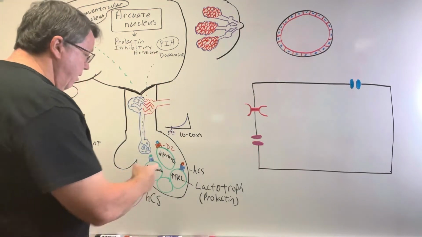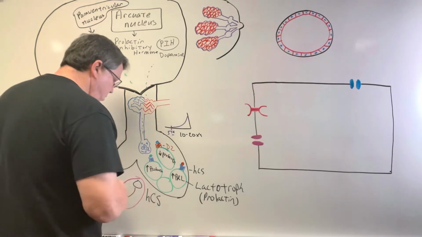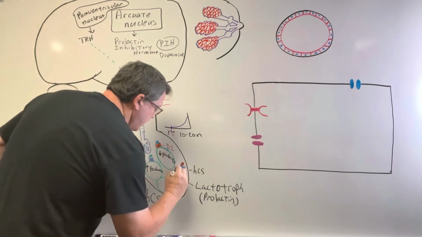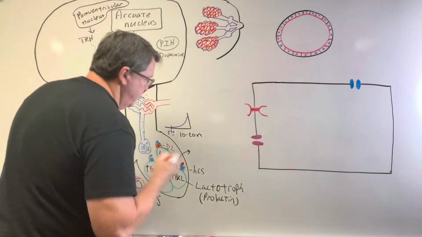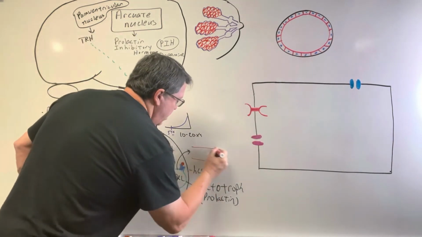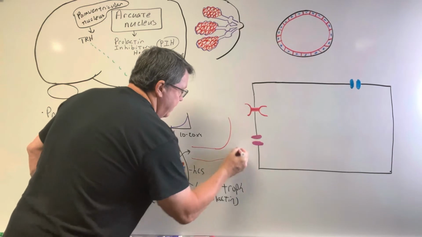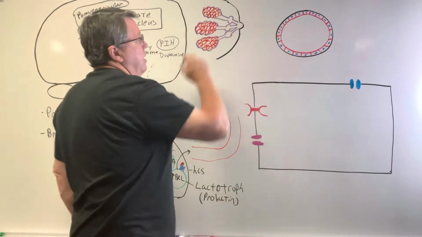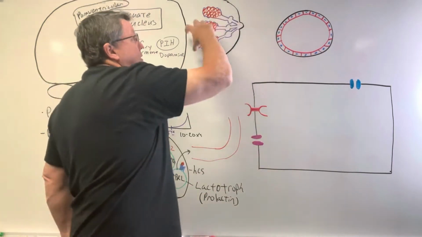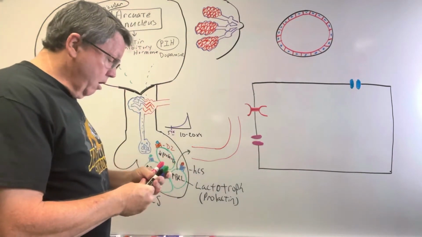So from here, my prolactin is going to come out and enter into the bloodstream. So let's just say this is my bloodstream here, right? And I'm just going to draw this going up like this. And let's take a look at some things real quick. So right here, we're looking at a breast, right? And these are the mammary glands that you see right here. We're going to call these lobules.